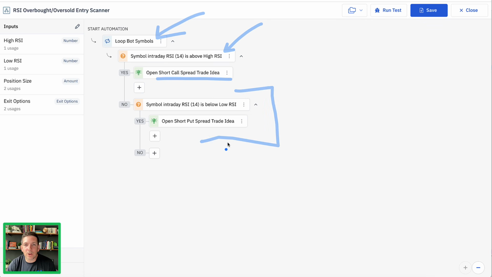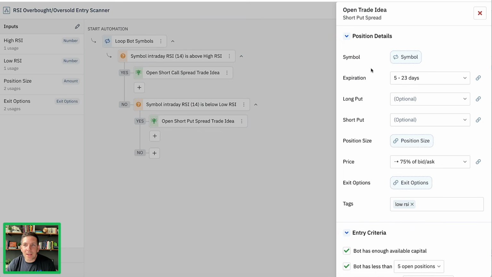But in our case, for our example today, if the RSI is below the low RSI reading, that might suggest that we want to get into the position and open a bullish put spread. So in this case, we would tell it to open a short put spread trade idea. And inside of this, we just basically tell the bot exactly what type of position we want. We want a bot in a position in the same symbol that has that low RSI reading, 5 to 23 days. I don't care necessarily about the actual strikes because I want something that fits my criteria. So if it's different strikes at 35, a 33 delta, a 42 delta, I don't really care as long as it fits my criteria that I'll show you here below.